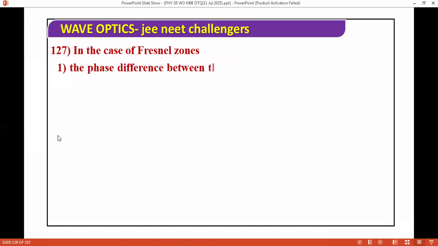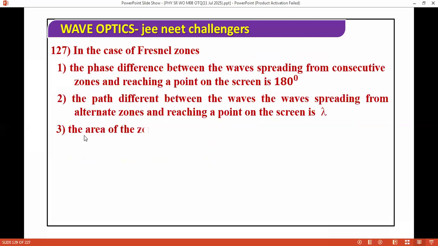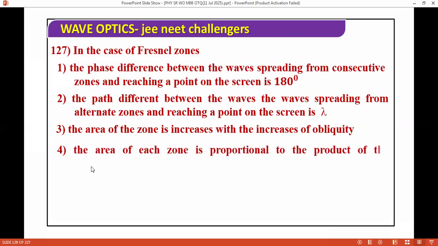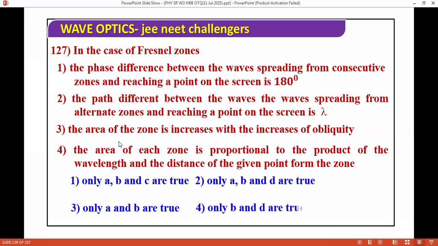So in case of the Fresnel zones, the phase difference between the waves spreading from consecutive zones and reaching a point on the screen is 180 degrees. The path difference between the waves spreading from alternate zones and reaching a point on the screen is lambda. The area of a zone is increased with the increase of obliquity. The area of each zone is proportional to the product of the wavelength and the distance of the point from the zone. So the correct answer for this question is A, B, C are true.